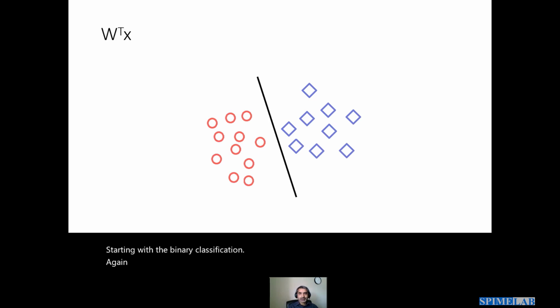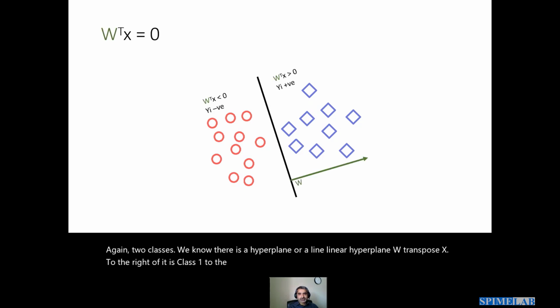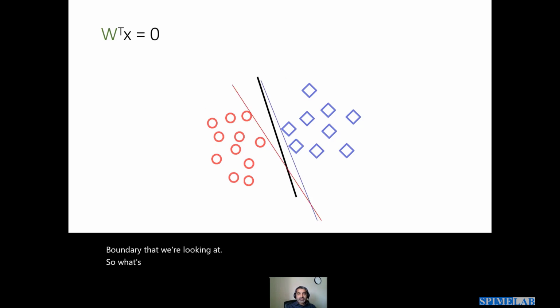Starting with binary classification. Again, two classes. We know there is a hyperplane or a line, a linear hyperplane, W transpose X. To the right of it is class 1, to the left of it is class 2, because W is perpendicular to the boundary that we are looking at. So what's lacking is that, number one, there could be multiple different lines. How about this blue line or this red line? Perceptron can, depending on the starting point, reach any of these three lines. And which one is better? Which one is not good?